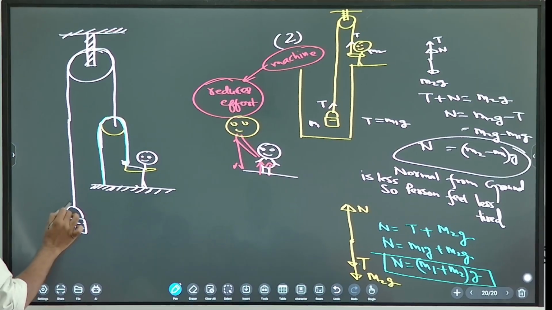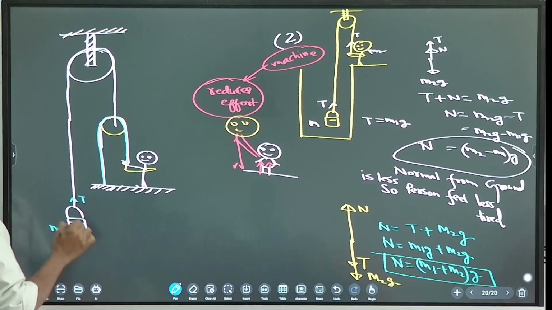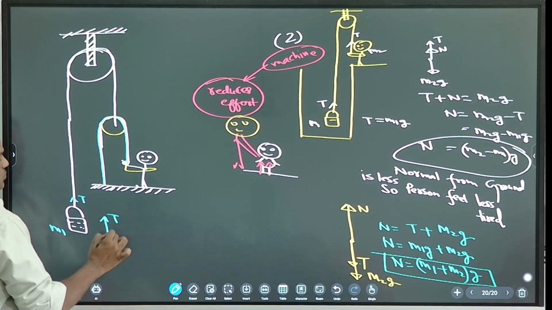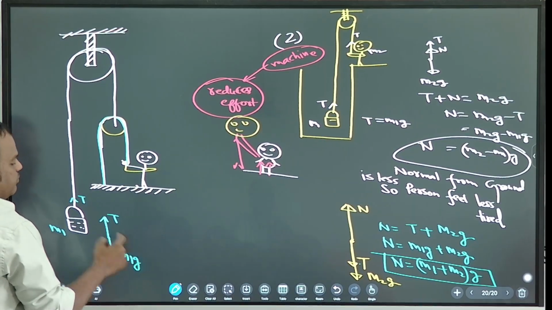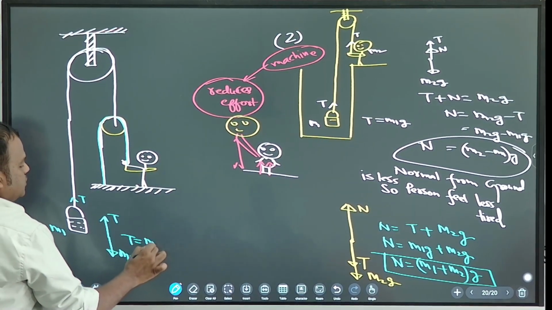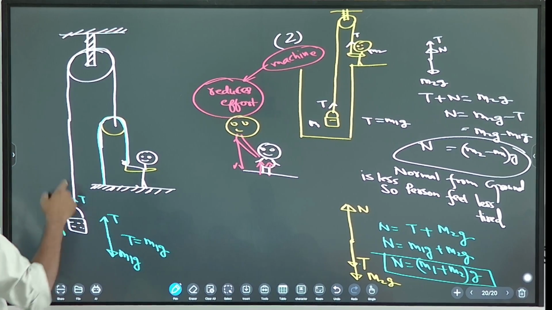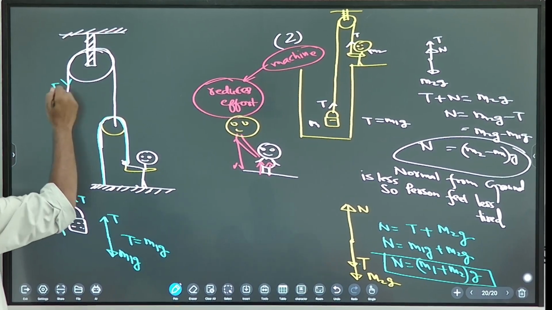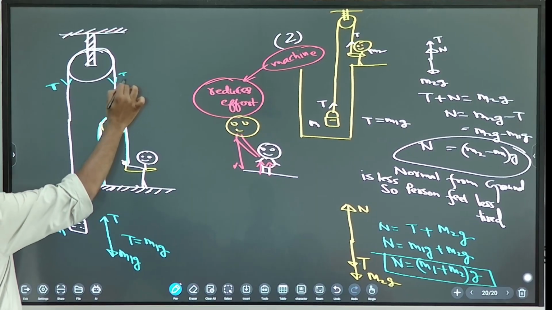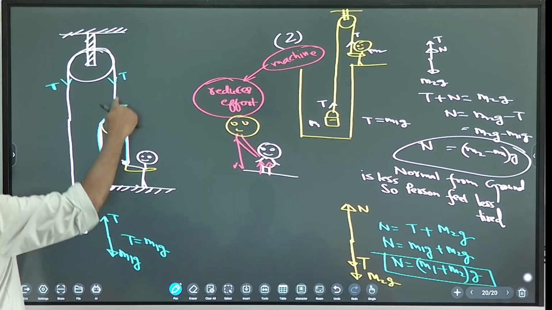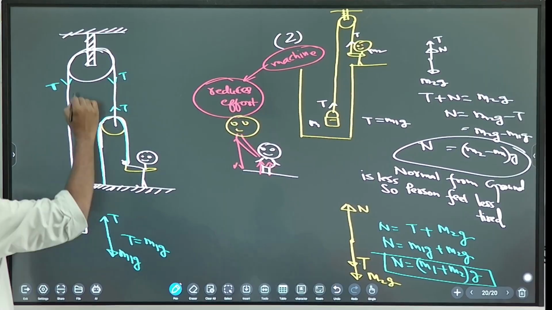Very carefully observe. Here tension is T and mass is m1. So what is the value of T here? T is equal to m1g. Now here T, here T, here also T, here also T, because it is the same string. Understood?